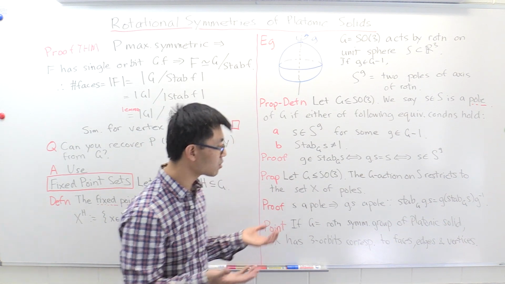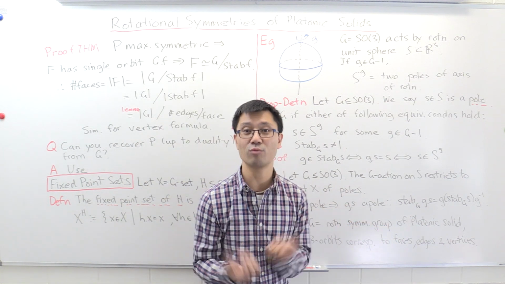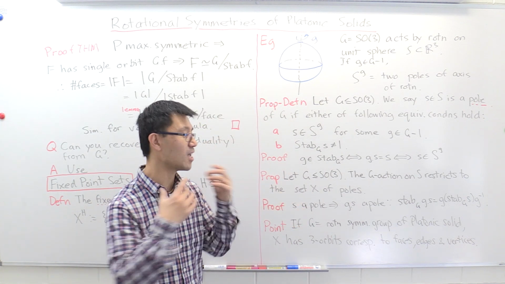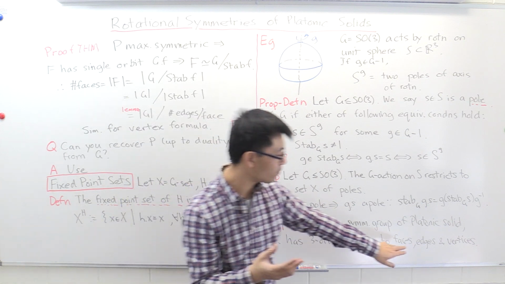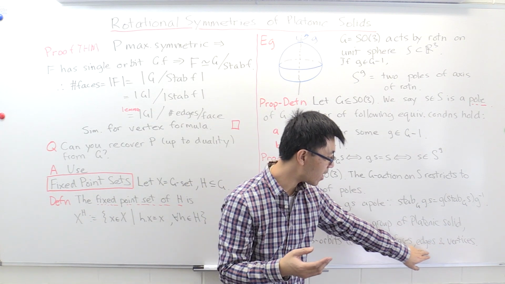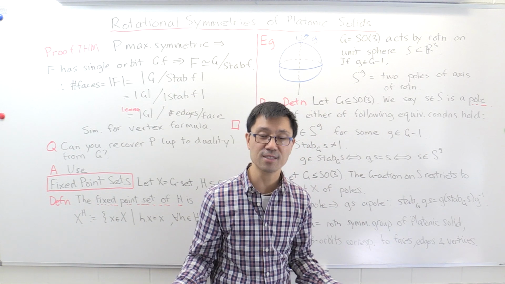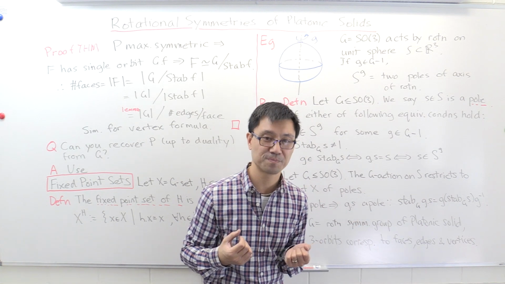So that's great. That gets you at least something to work with if you want to try to recover the Platonic solid. And then the only question becomes, how do you distinguish those poles which correspond to faces, those poles which correspond to edges, and those poles which correspond to vertices? How do you divide them up into 3 classes so that potentially they give you a Platonic solid?